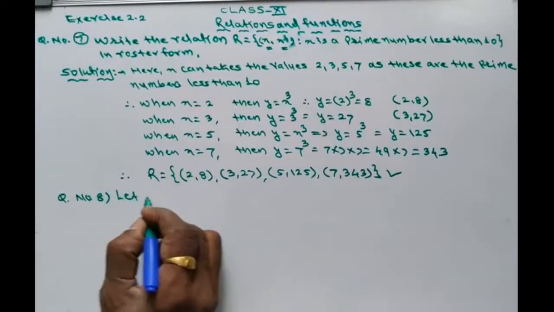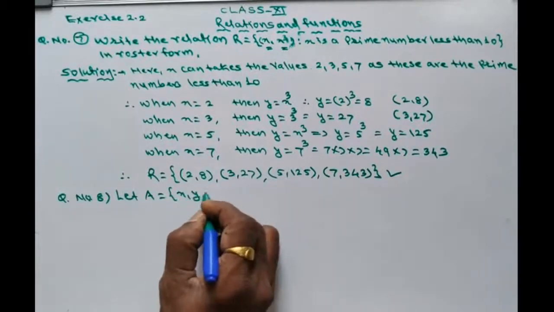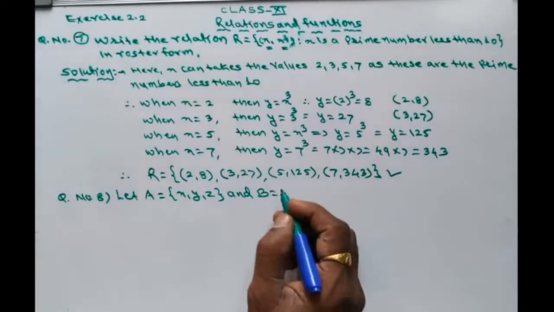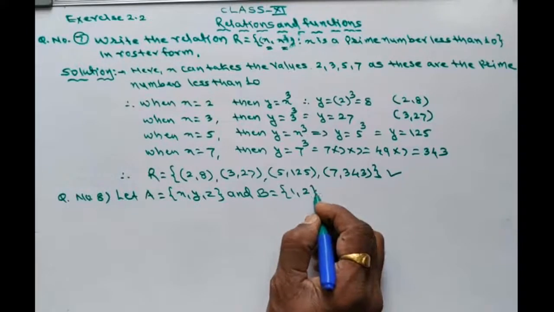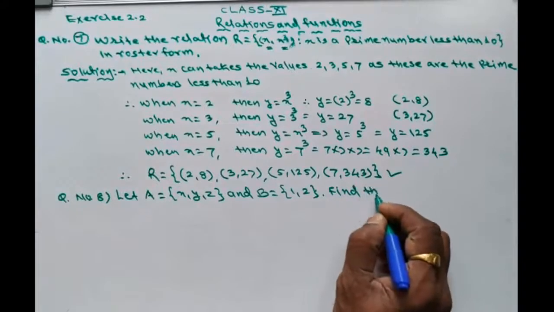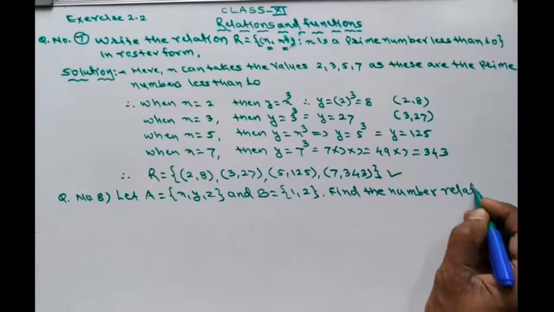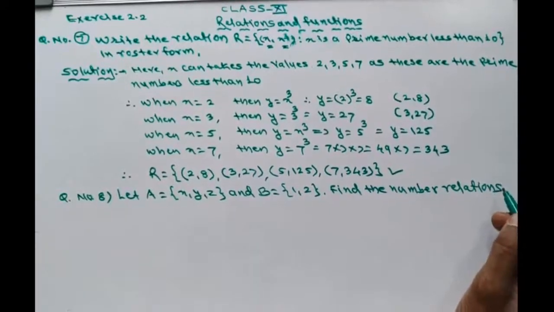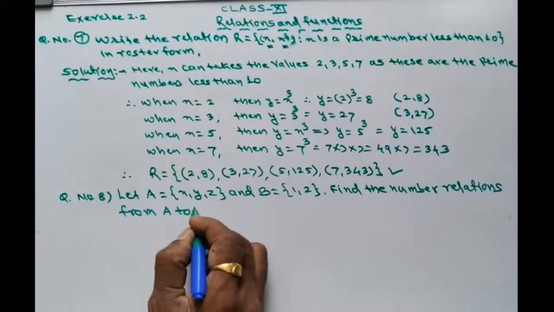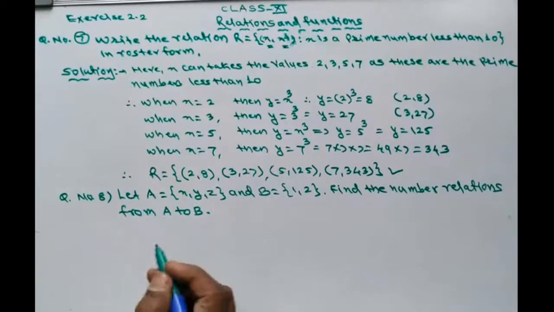Question number 8 is let capital A equals to x, y, z and capital B equals to 1, 2. Okay. Find the number of relations from A to B. Okay. So see, students, here capital A contains 3 elements.